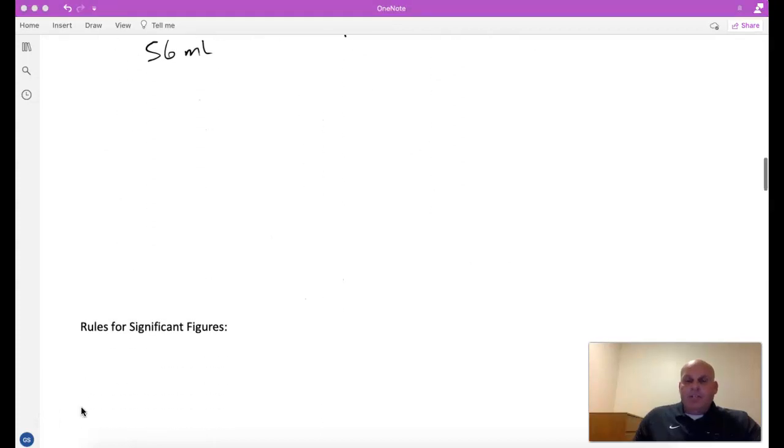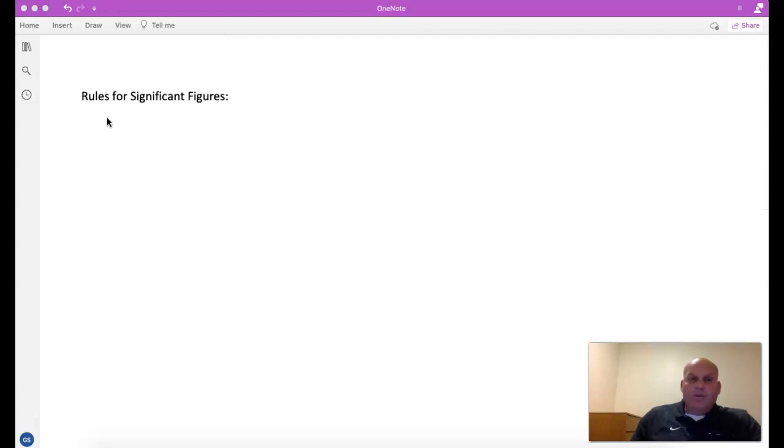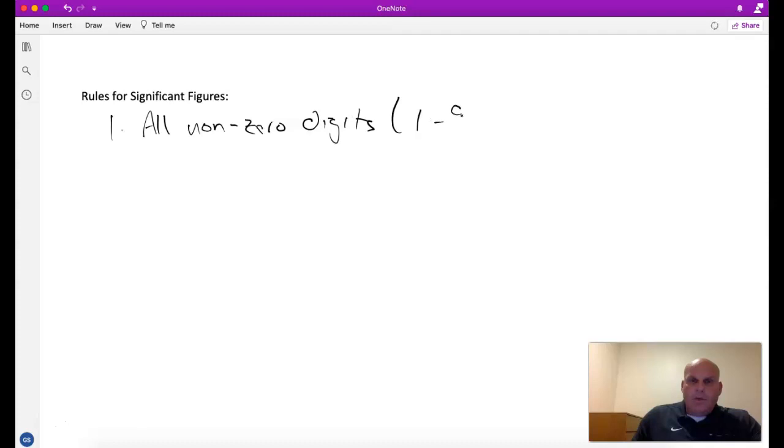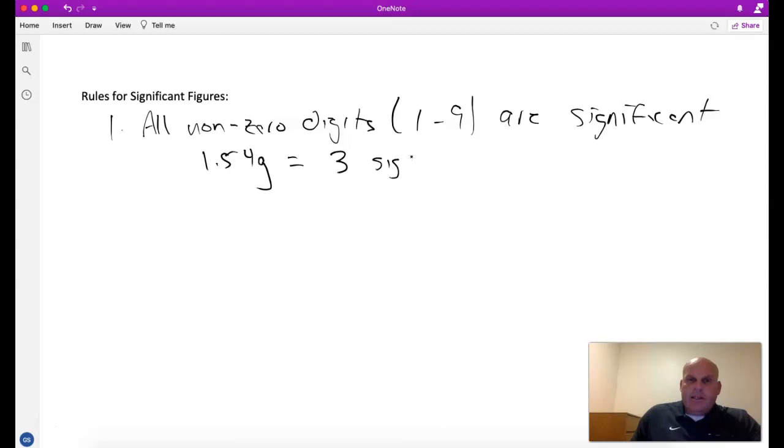Okay, next, rules for significant figures. And there are basically 5 rules. The first rule: all non-zero digits, that's 1 through 9, are significant. So a value of 1.54 grams would have 3 sig figs.